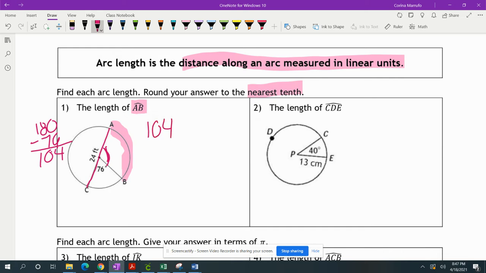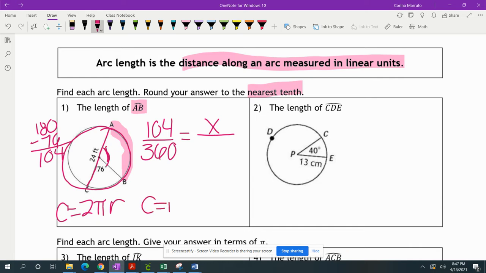So we're going to make a proportion. The angle is 104. One full circle is 360. Now we're looking for the arc length, which is x. We don't know what it is. And then the full circle, all the way around, is called the circumference. Circumference is equal to 2 pi r, or it's C equals pi d.